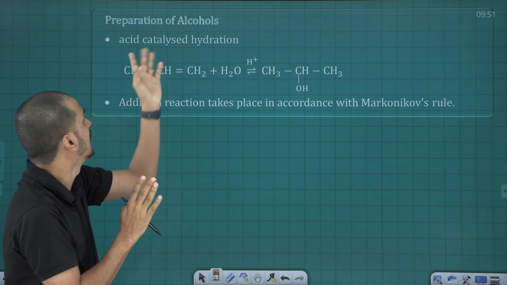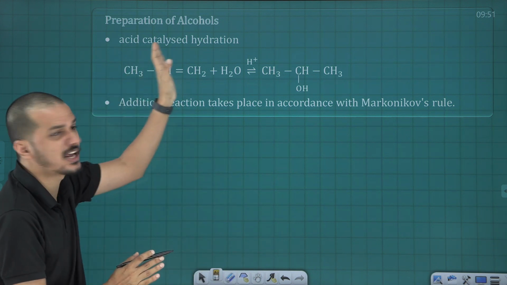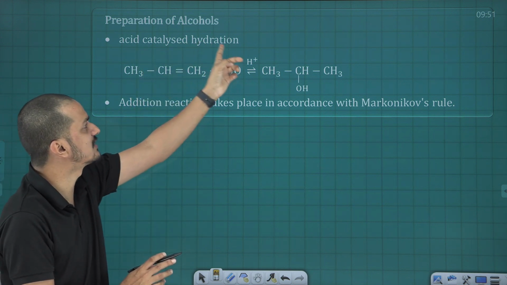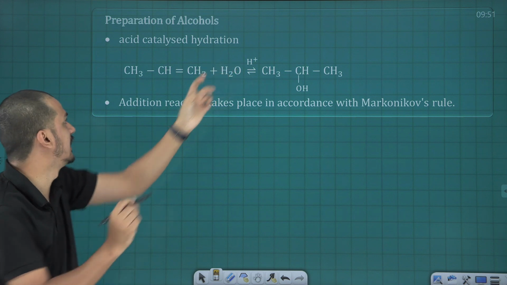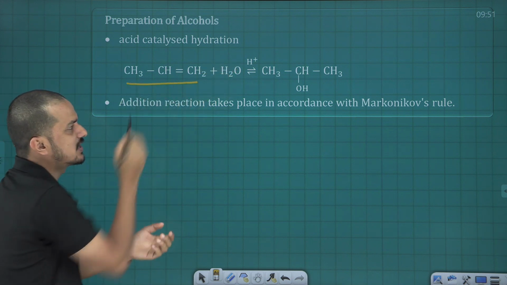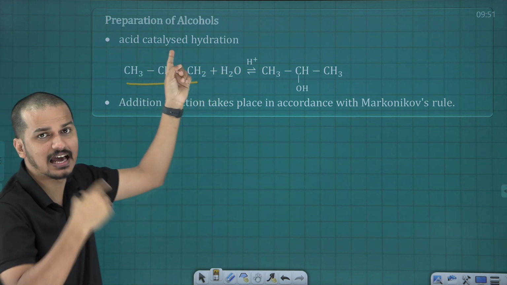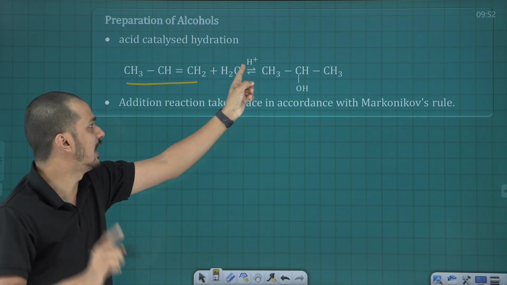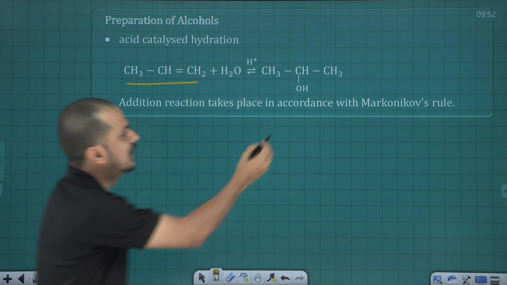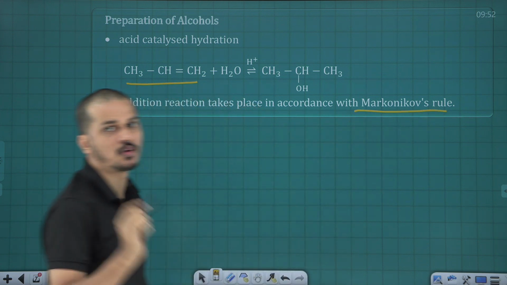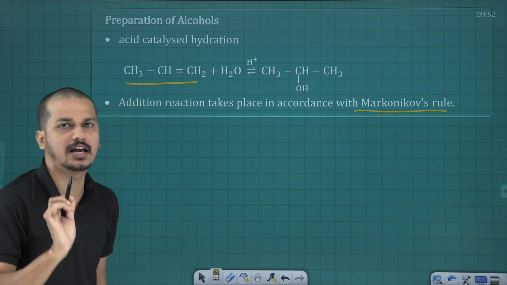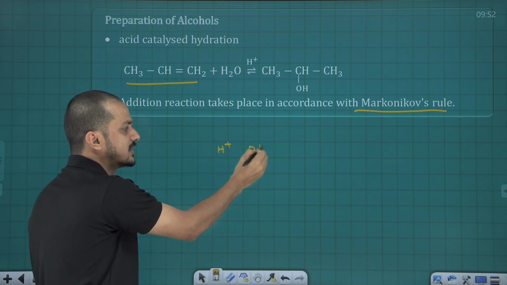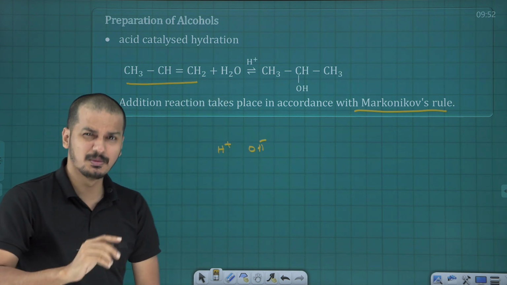Okay, so listen, looking here, you can see preparation of alcohols. The first preparation is acid catalyzed hydration, that is from alkene. You are having one alkene, and for acid catalyzed hydration, you are adding a water molecule in presence of an acid. It takes place purely in accordance with Markovnikov rule. That means the carbocation mechanism is taking place. You are having water, meaning H plus as well as OH minus. So what is Markovnikov rule?